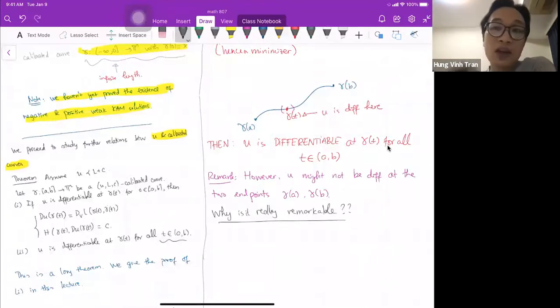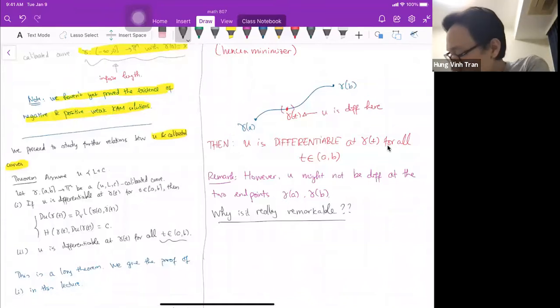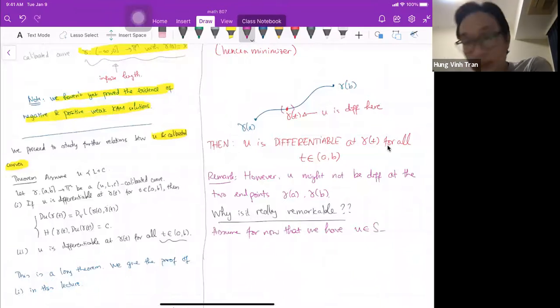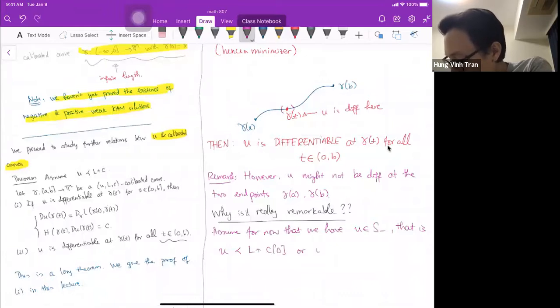Well, now let's talk about weak KAM solutions, assuming that we have one. So assume for now that we have u in S minus. That is, surely u is dominated from above by L plus C naught, or equivalently u is Lipschitz: H of x, du is less than or equal to C naught almost everywhere.